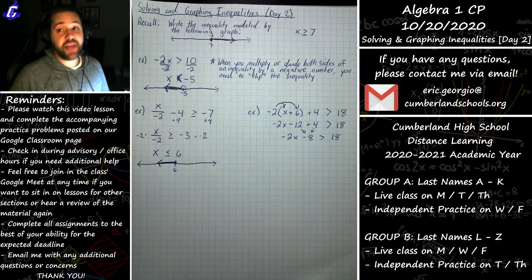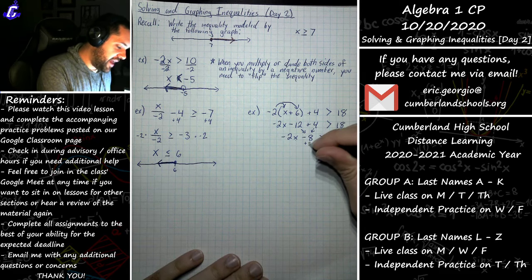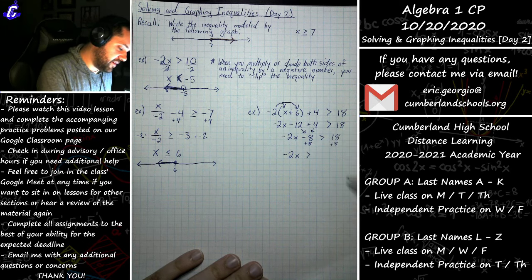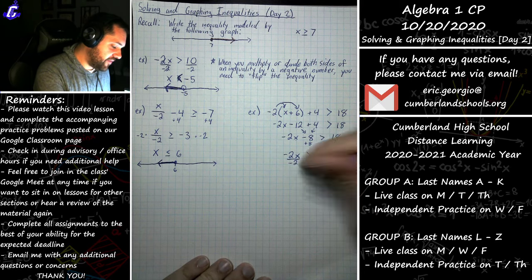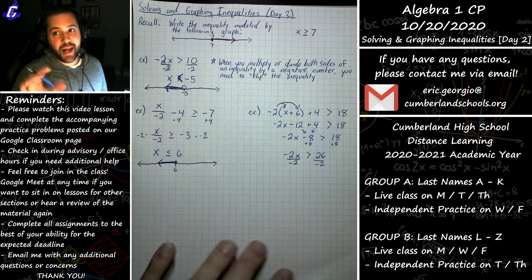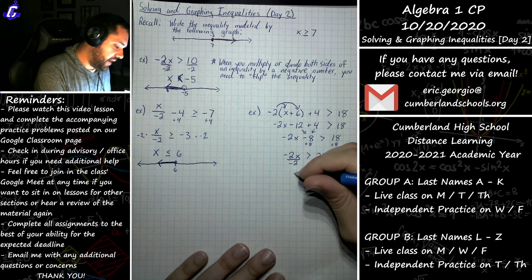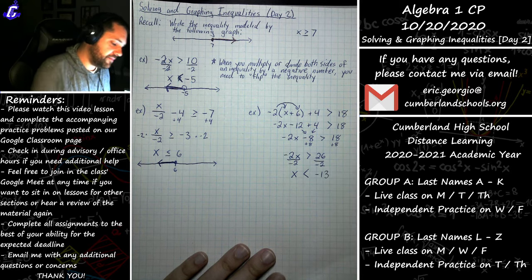Now I'm at my two-step inequality. It would be nice for an equation, but we can still deal with it just the same. In order to get x alone, I need to add 8 to isolate the variable term. We get negative 2x is greater than 18 plus 8, which is 26. Now I can divide both sides by negative 2, but again, hold up. Dividing by a negative means that we have to flip that inequality sign. This is now going to be x is less than 26 divided by negative 2, negative 13.